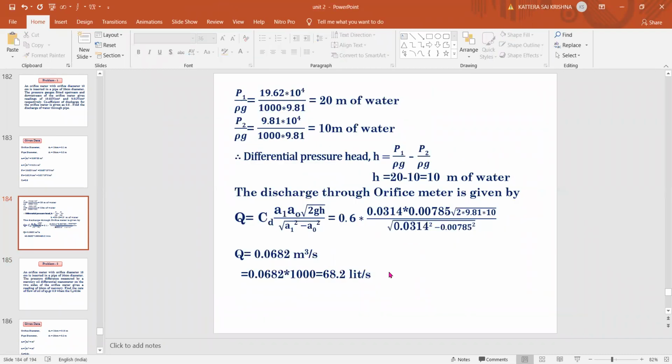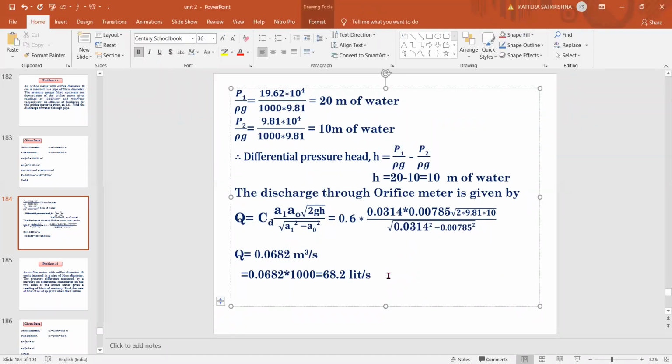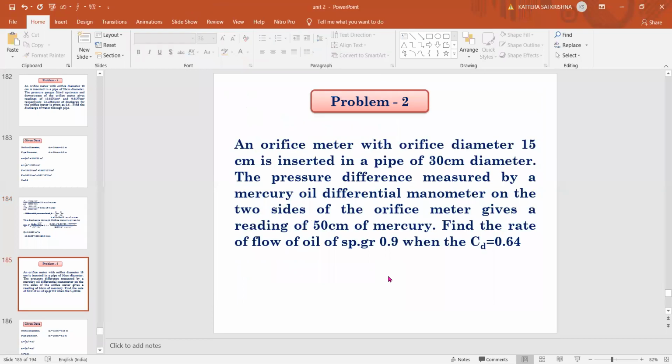Can I change to the next slide? Can we go for the next problem? Please inform me if you want to write or copy, otherwise I'll go for the next problem. Okay, so I'm going for the next one because nobody asked me to write here. Right, so please take down the next question.